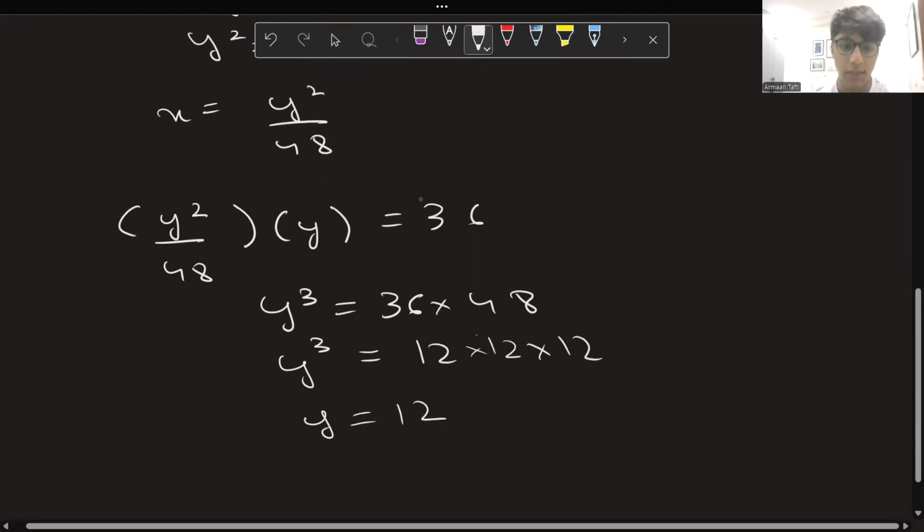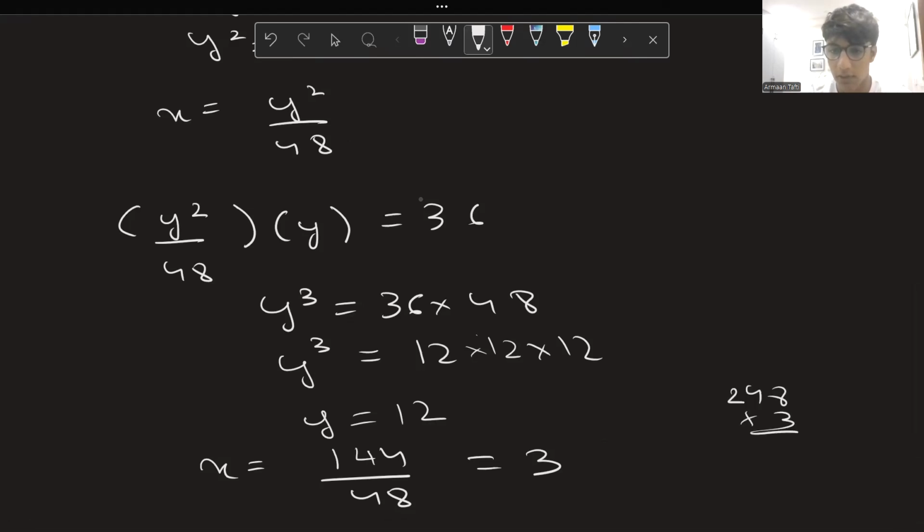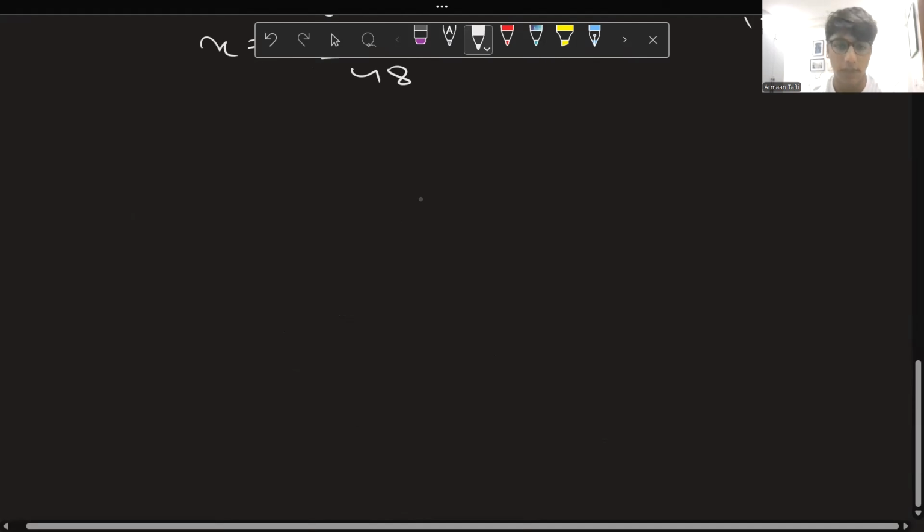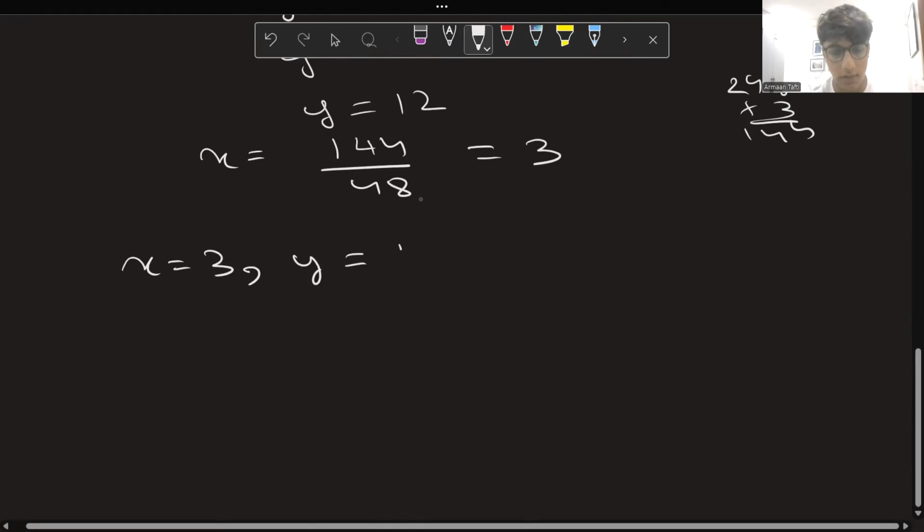Once you know that y is equal to 12, x is simply equal to y squared by 48, which is 144 upon 48. And this is 48 times 3. So x is equal to 3. Let me just verify that once. Yes. Okay. Now we can move on to the next question, let me just write down the answers once. X equals 3, y is equal to 12.